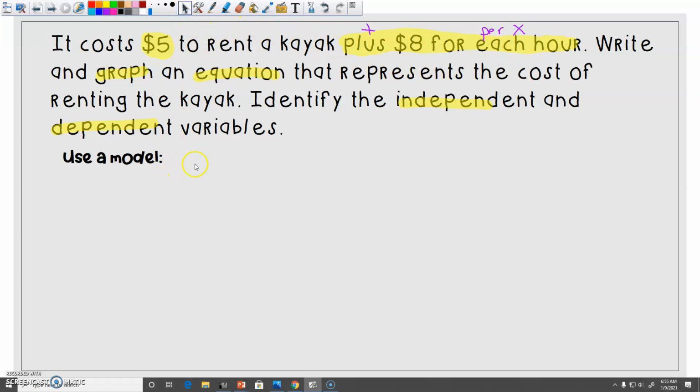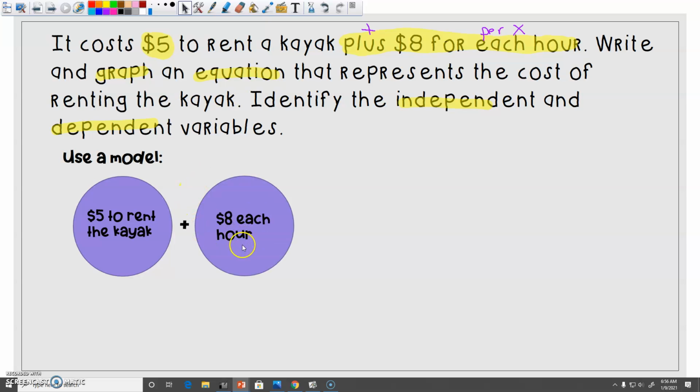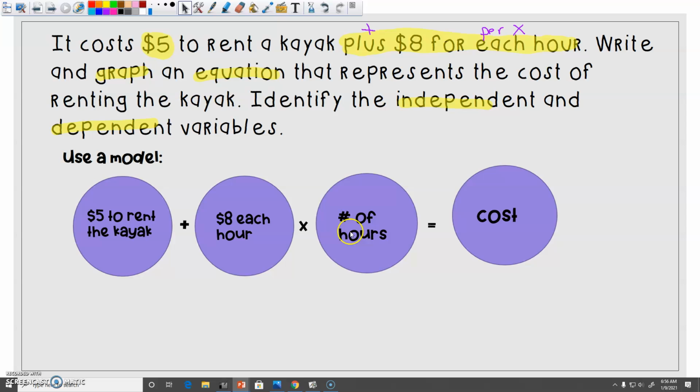So let's set up a model. So we know it's $5 right off the bat, just to rent that kayak. So we'll write $5 to rent a kayak plus $8 each hour. There's our plus, $8 each hour. So this is starting to take shape. And we don't know how many hours that we're going to kayak. So the number of hours we kayak is going to change how much we pay. So times the number of hours that we're kayaking, and all of this is going to equal the cost of kayaking.